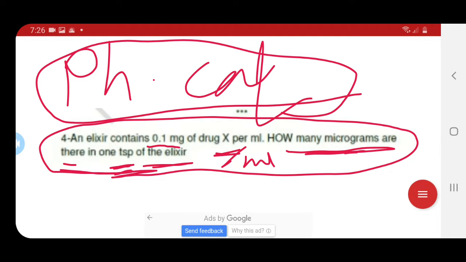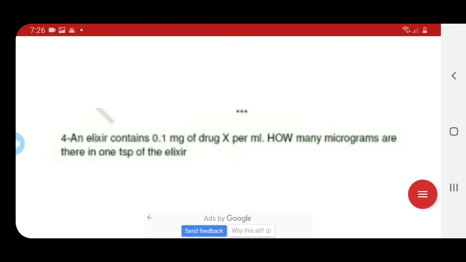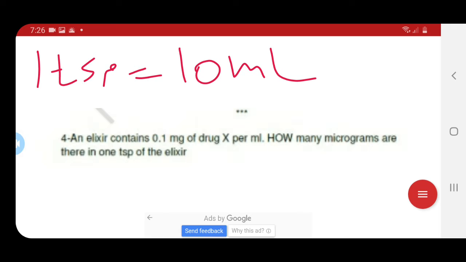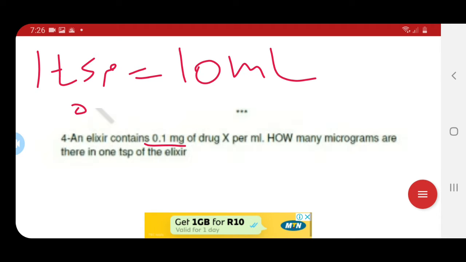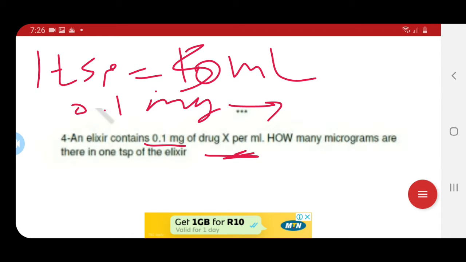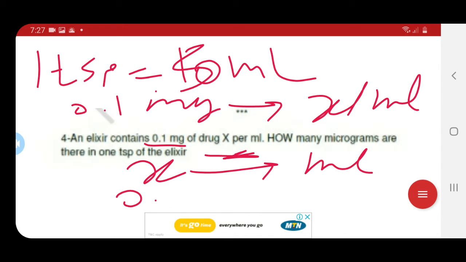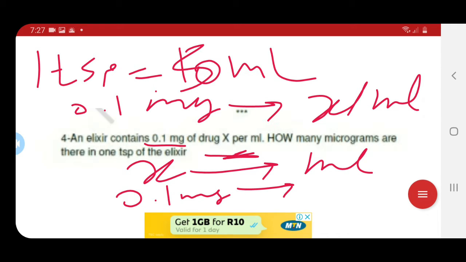Okay, right now we can answer it this way. 1 teaspoonful equals 5 milliliters, and we have here 0.1 milligram of drug X per milliliter. So X per 1 milliliter is 0.1 milligram.